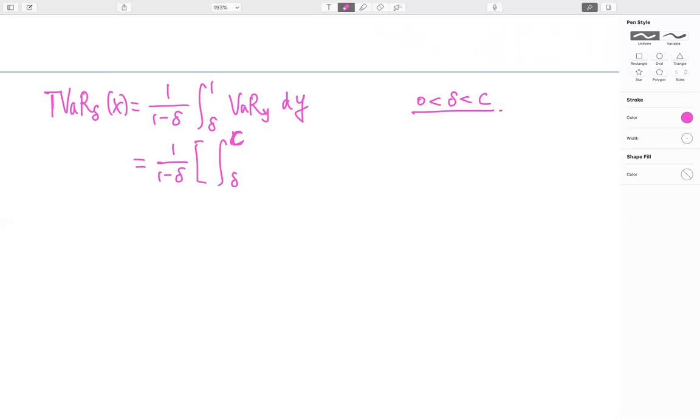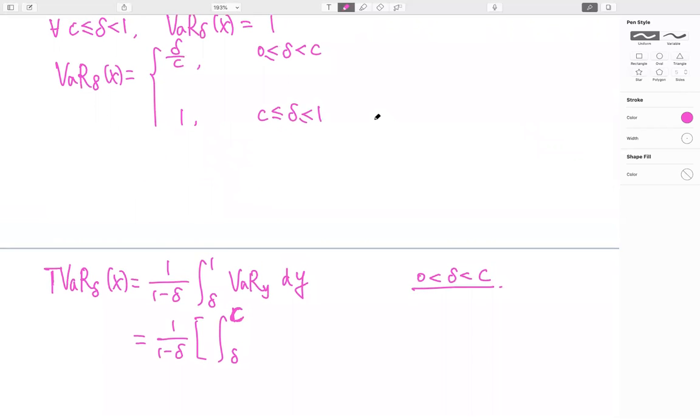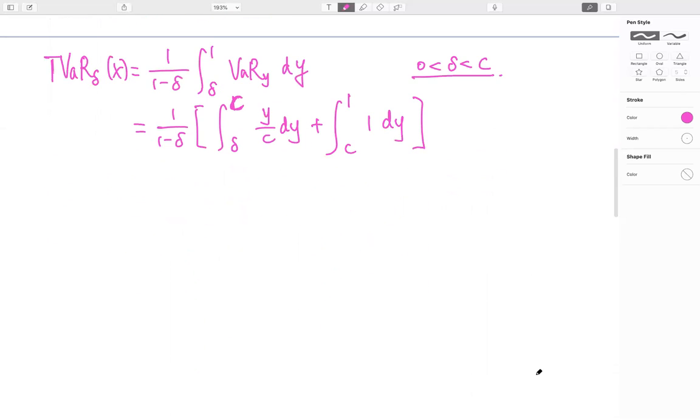Okay, so for this part, my quantile, my VAR, I just calculated, right? So it will be the level divided by C. The level here is y, so it will be y divided by C dy. From C to 1, my VAR is 1, so that is the result. So then I just need to compute, right? So here I would have 2c in the denominator, y squared, so c squared minus delta squared, plus 1 minus c. So if you want, you can try to simplify, right?